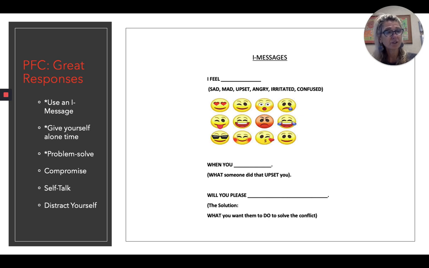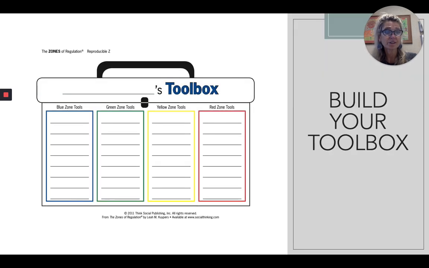You say how you feel. That's why it's so important to know your emotions. I feel, whatever that emotion is, upset. I feel angry. I feel irritated when you keep interrupting me. What did they do that made you upset? When you take my toy? When you won't listen to me? And then you ask for a fix. What could solve that problem for you? Will you please stop interrupting me? Will you please share the toy? Will you please take turns? Whatever it is that is the problem, you ask for a healthy solution.